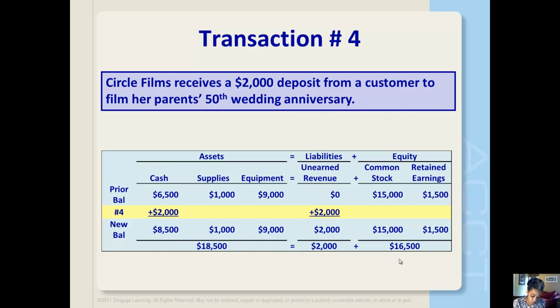In transaction number 4, Circle Films is getting money again. So they're getting cash from a customer, which means again assets are increasing, but this time it's a deposit. So that means Circle Films hasn't provided the service yet. So this is actually a liability. They've received $2,000 and now they have an obligation to either give that $2,000 back or provide the service. So as a result, Circle Films liabilities are going to increase this time for that same amount that their assets increase, the $2,000.